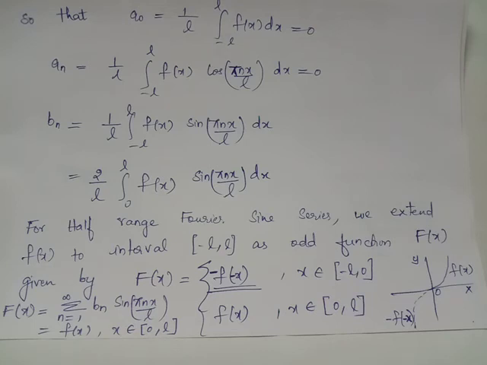When we wish to have the Fourier half-range sine series, we will extend small f of x to the range minus L to 0 as an odd function, and if we are asked for the half-range Fourier cosine series, we will extend small f of x to the range minus L to 0 as an even function.